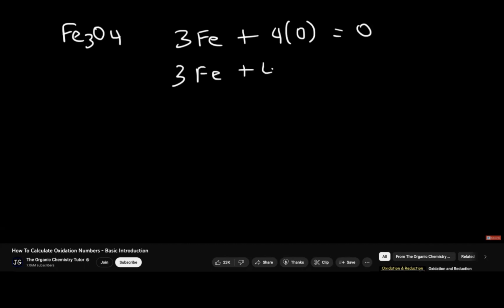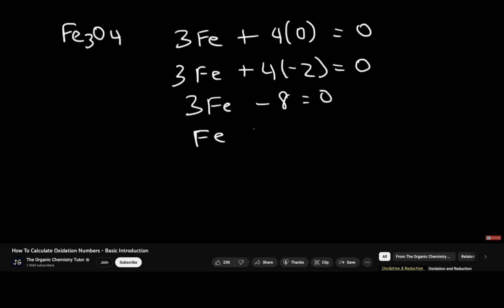Now let's do the same thing for Fe3O4. So we've got 3 iron atoms and 4 oxygen atoms with a net charge of 0. Oxygen has an oxidation state of negative 2. So 4 times negative 2, that's negative 8. And if we add 8 to both sides, we're going to get this. So Fe has an oxidation state of 8 over 3. So 8 over 3 is about 2.67.